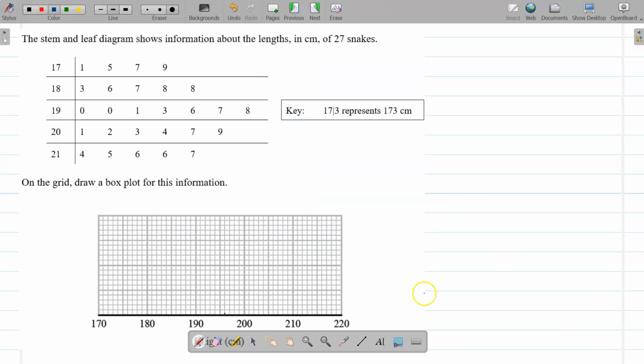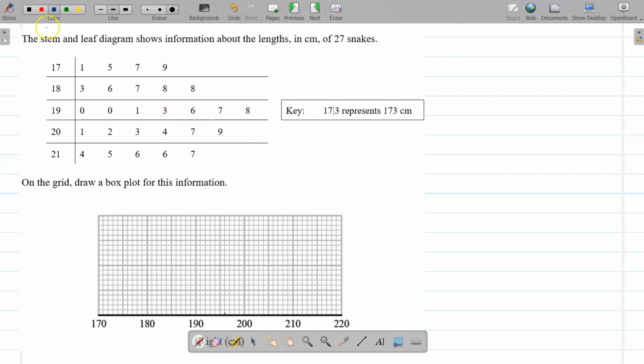Okay, next question. This is about snakes and the lengths of them in centimetres. We've got to put that information on a box plot. So this is a stem and leaf diagram. There's 27 snakes. We need to find the median and the lower and upper quartiles for the box plot. When you've got 27, it's a nice number to work with. You add 1, you get 28. The median is the 14th one.